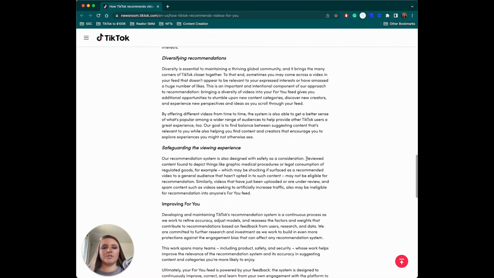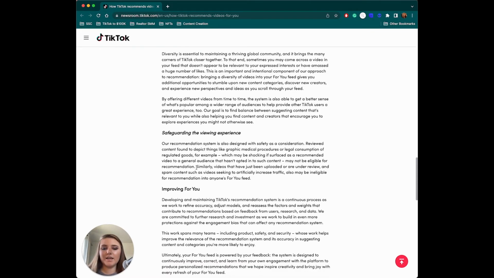So TikTok is also taking that into account. They're taking into account what things might be disturbing or too graphic for people, and they are kind of shadow banning that content to make sure that it's pushed out to feeds that are appropriate.